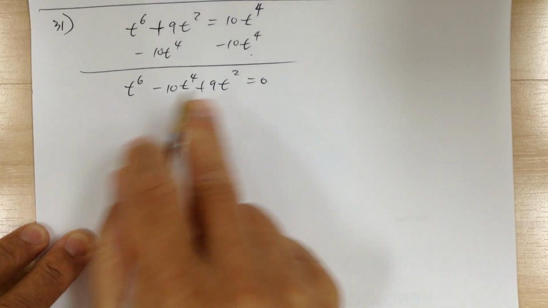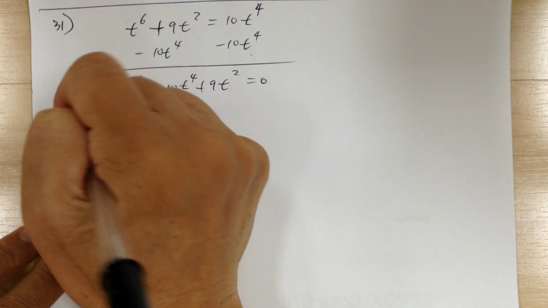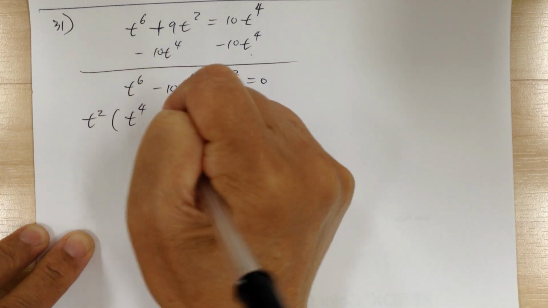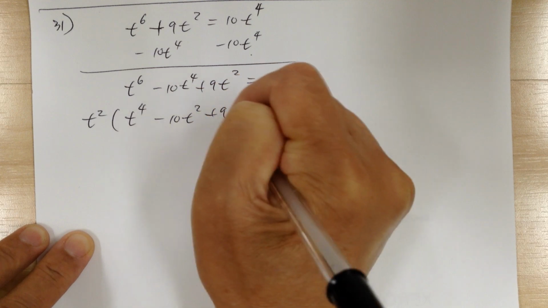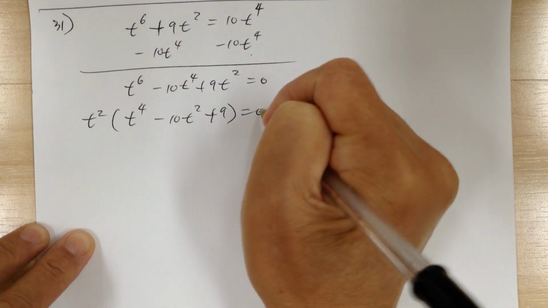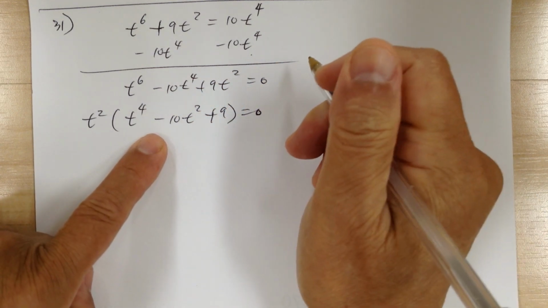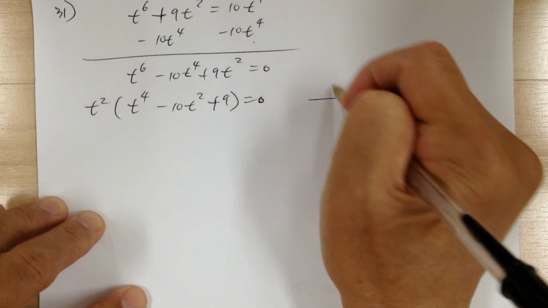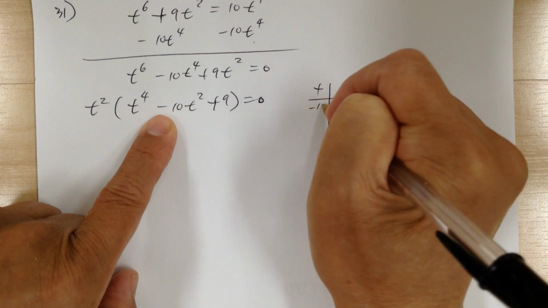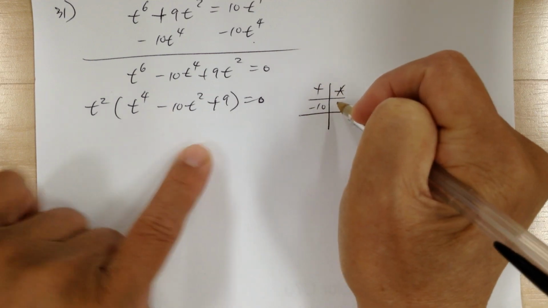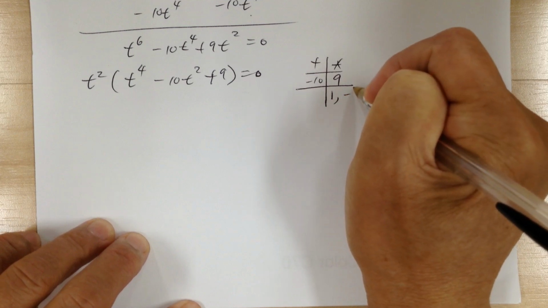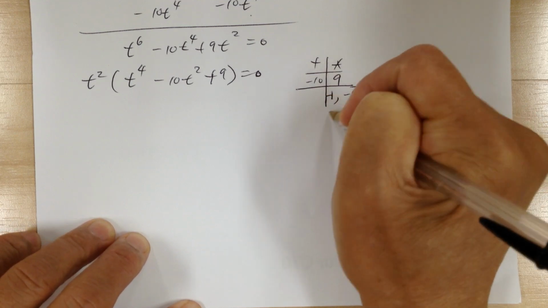So now we do the factoring. Step 1, common factor: you can factor out the t squared. So you're going to get t to the 4 minus 10t squared plus 9 equal to 0. Then we have to factor this. This is going to be step 4, match the product. You have to add to get negative 10 and multiply to get 9. So you can start with 1, 9, negative 1, negative 9, and that's it.